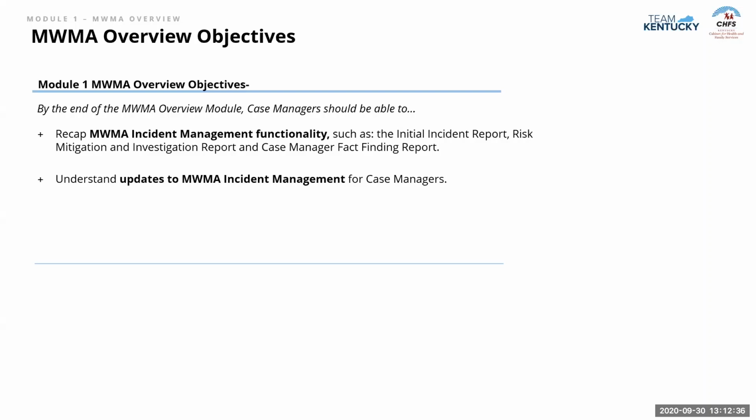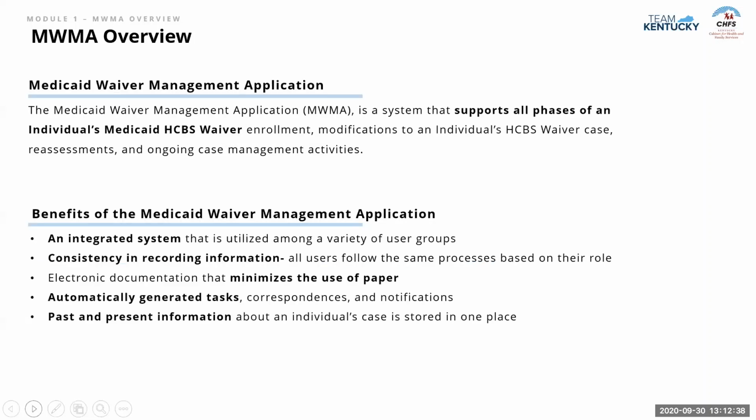We'll go into our next slide. So the overview of MWMA, again, that stands for the Medicaid Waiver Management Application. MWMA is a system that supports all phases of an individual's Medicaid HCBS waiver enrollment. So that includes modifications to their case, reassessments, and ongoing management activities. So quite useful. In terms of benefits of the Medicaid Waiver Management Application, first off, it's an integrated system, so it really allows a variety of user groups to come together and provide services for citizens.